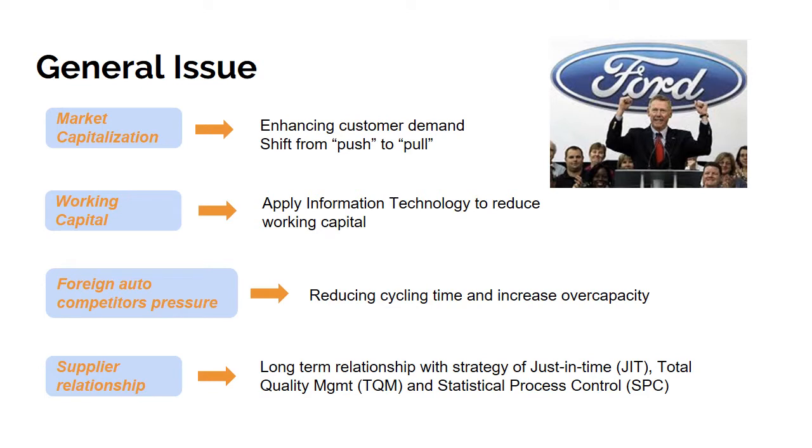There were four main issues for Ford, which are market capitalization, working capital, foreign auto competitors' pressure, and building supplier relationship. So first of all, market capitalization. Ford decided to enhance customer demand, shifting the base from push to pull. And there they were applying information technology to reduce working capital. For the pressure from their competitors outside of the country, they started to reduce cycle time and increase overcapacity.